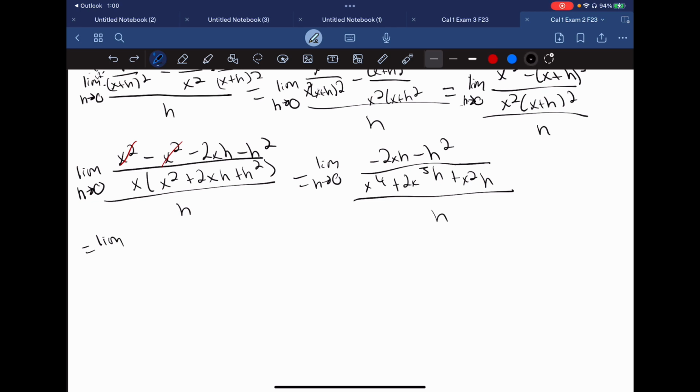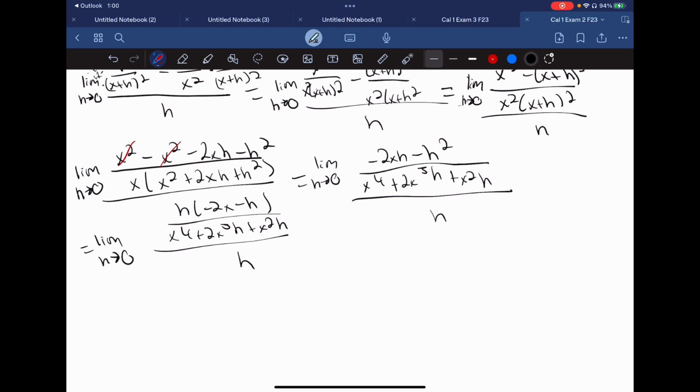So let's write that out. h times negative 2x minus h over x to the fourth plus 2x cubed h plus x squared h squared, all over h. And this is as h approaches 0. And then you can cancel those out. And then you'll be left with the limit as h approaches 0 of negative 2x minus h over x to the fourth plus 2x cubed h plus x squared h squared.